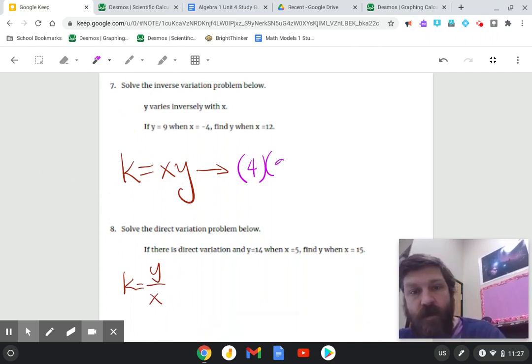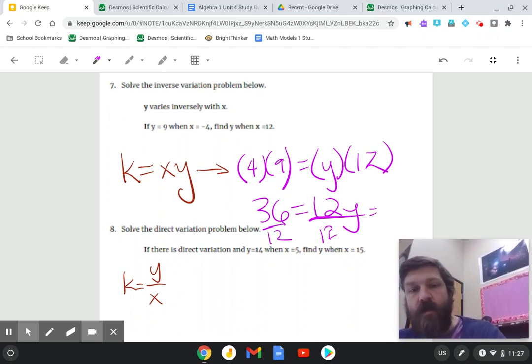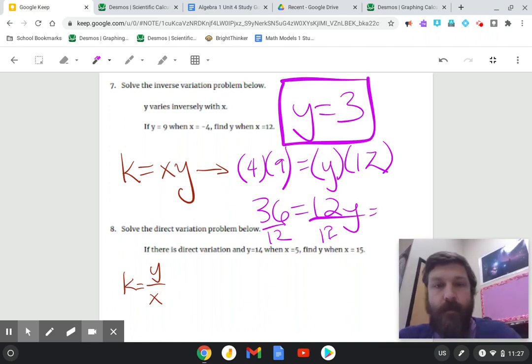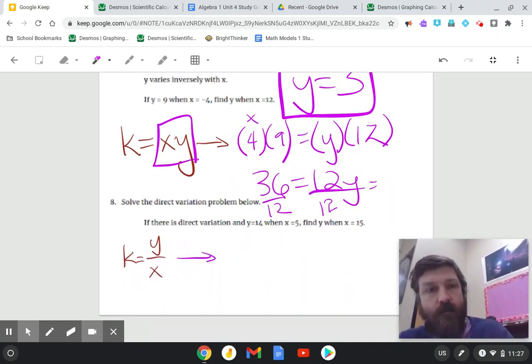Four times 9 equals y times 12. So we get 36 equals 12y, divide by 12, divide by 12, and we get y equals 3. So notice all I've done here is done xy on both sides because that's the form of the variation. So we get y equals 3.